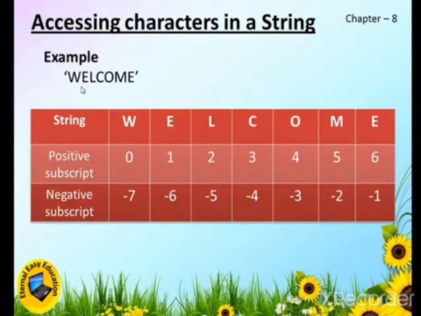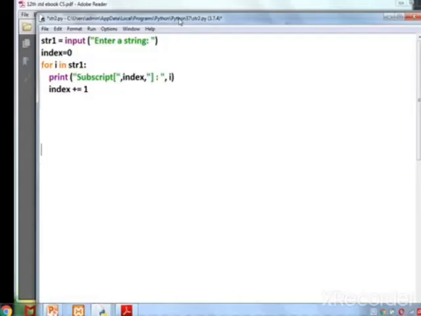So imagine that if there is a string like welcome, this word is stored in the memory with the index of 0 to 6. If it is a negative index, it should start with the last letter with the number of -1. It is not starting with 0. Only positive index is starting with 0, that is from the first character. If it is a negative subscript, -1 should be placed in the last character and it will decrease in this order. This is the procedure. We'll see the example in Python.